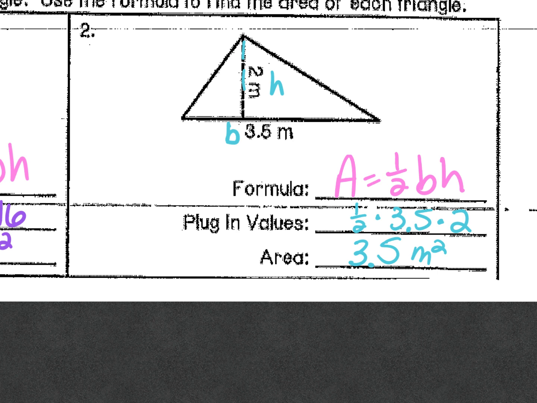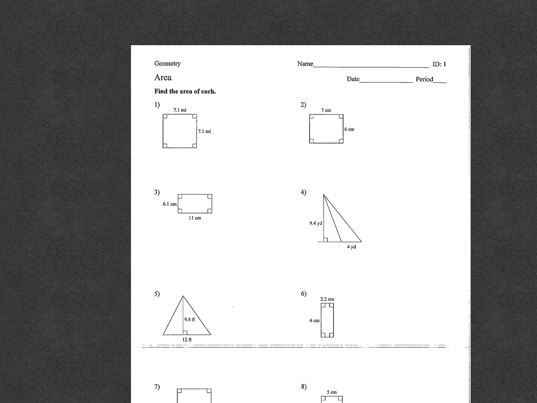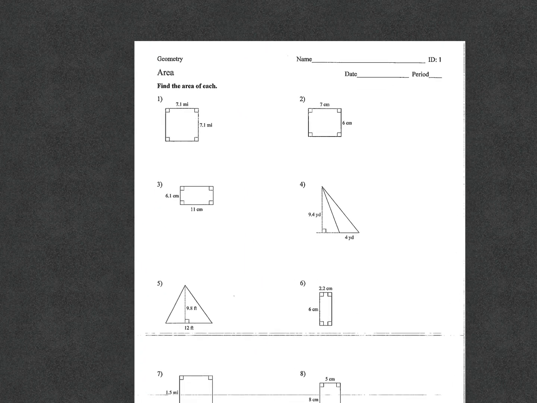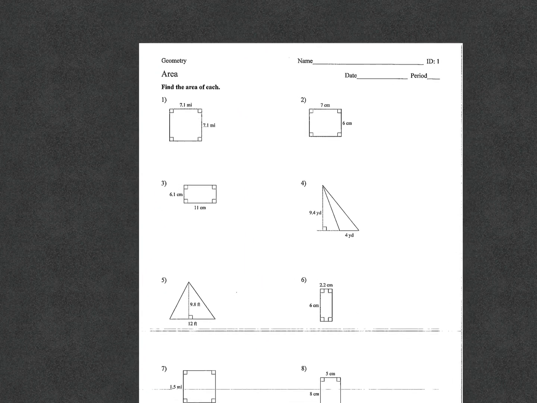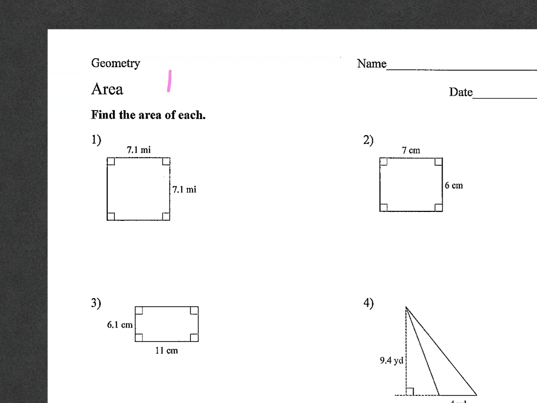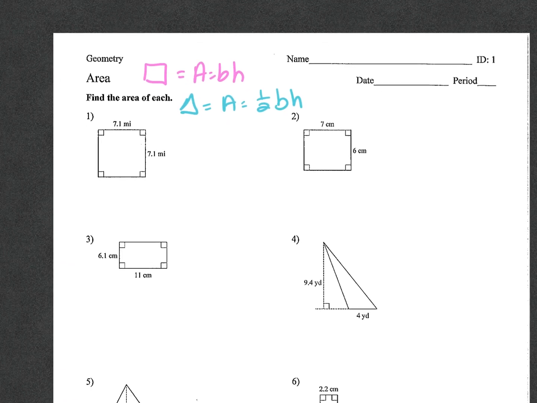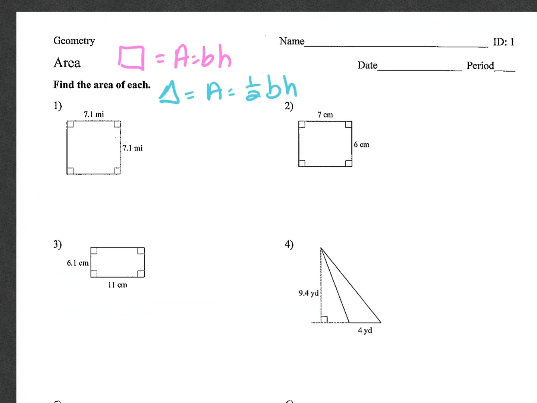Okay. So on this sheet here, make sure that you're using the correct formula. You can put it at the top here, for a rectangle, triangle, anything like that. For a rectangle, its area is equal to base times height. If you're talking about a triangle, area is equal to 1/2 base times height. So no matter what you're doing, base times height, and then with a triangle, you're taking half.